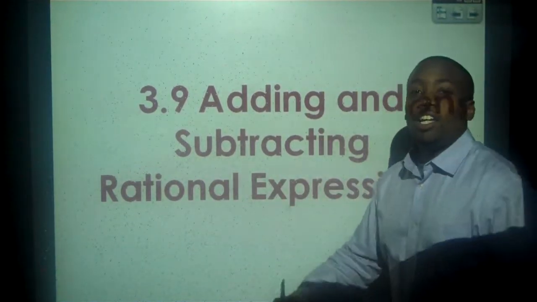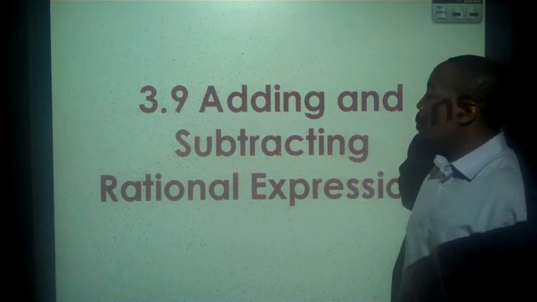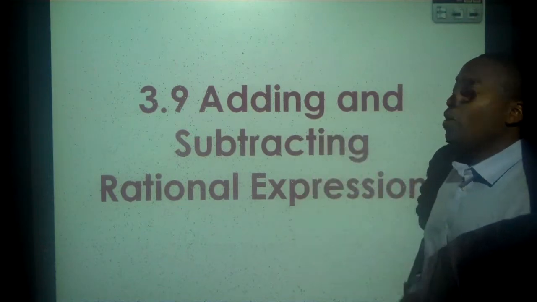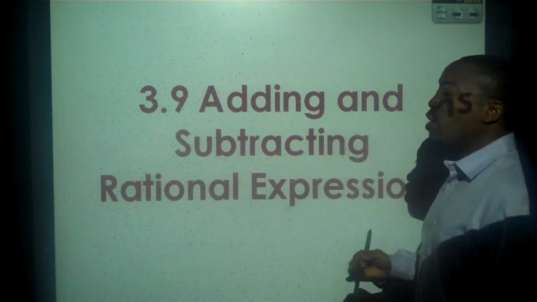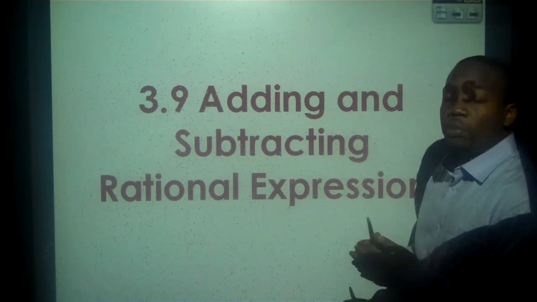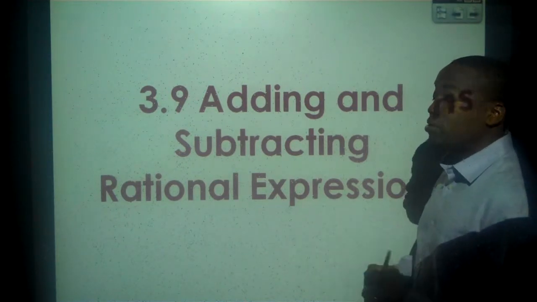Alright people, we're back on it again. So what are we doing today? Adding and subtracting rational expressions. So we've already done multiplying, dividing, and simplifying. So now let's do adding and subtracting.